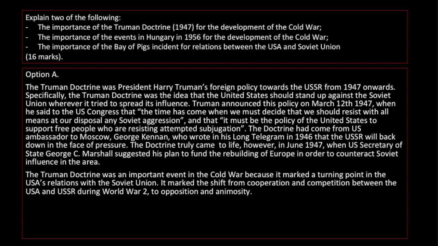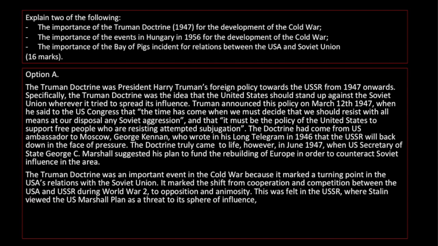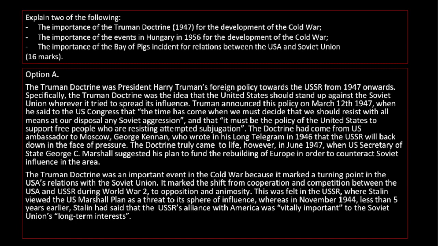The Truman Doctrine was an important event in the Cold War because it marked a turning point in the USA's relations with the Soviet Union. It marked the shift from cooperation and competition between the USA and USSR during World War II to opposition and animosity. This was felt in the USSR, where Stalin viewed the US Marshall Plan as a threat to his sphere of influence, whereas in November 1944, less than 5 years earlier, Stalin had said that the USSR's alliance with America was vitally important to the Soviet Union's long-term interests.